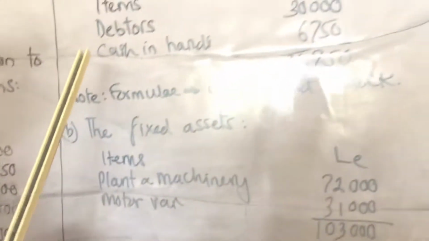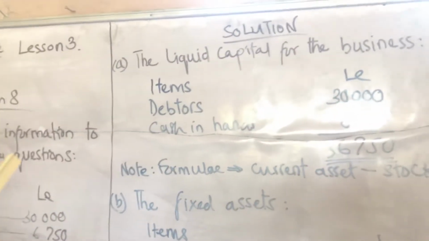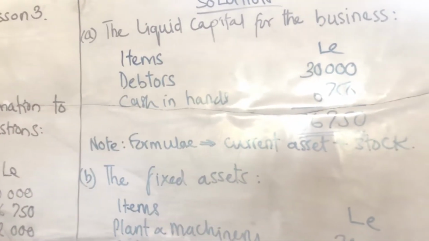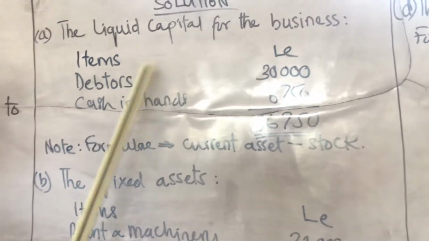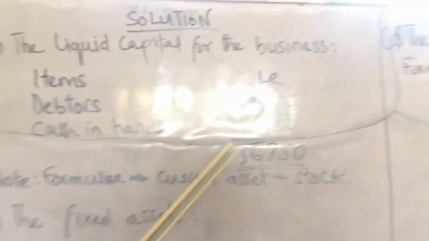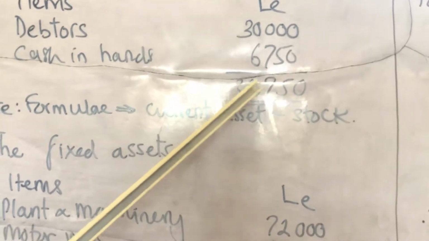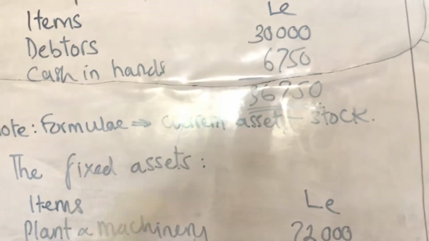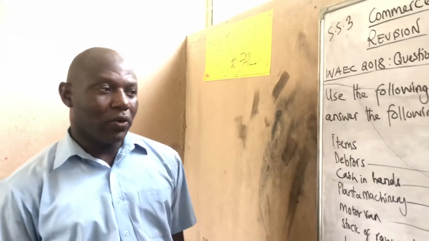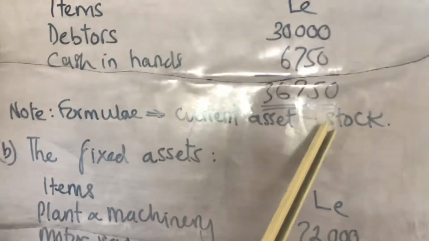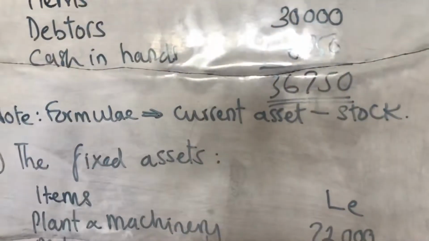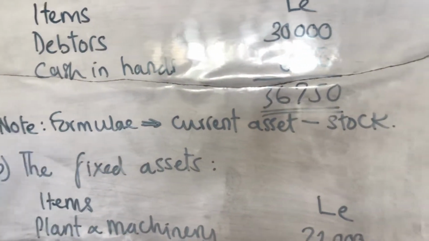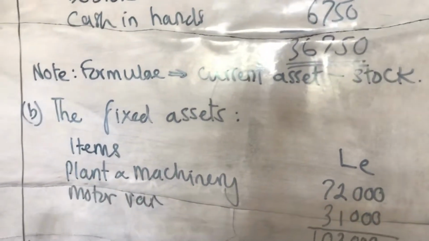So with that, we only have two items that make up the liquid capital for Tisan Enterprise, which is debtor 30,000, cash in hand 6,750, sums up to be 36,750. So that is the total liquid capital for Tisan Enterprise. Okay, it's very important you memorize this formula. Current asset less stock. That is the formula for liquid assets, liquid capital. All right, let's move to question B.